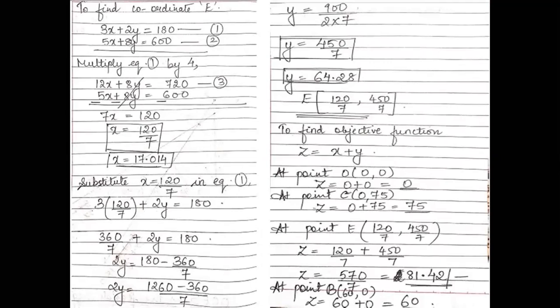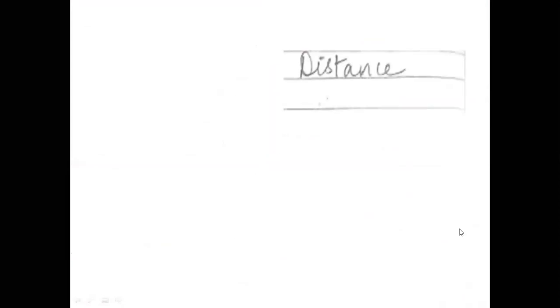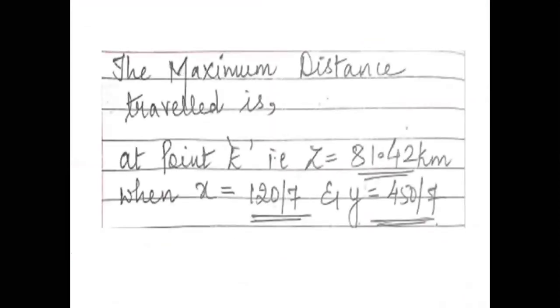After getting the coordinates, all the 4 points you have to substitute and put in the objective function Z is equal to x plus y. So at point O, at point C, at point E, and at point B. So you got all the 4 over here. As the sum was, what was the maximum distance Mr. John will be completing. So out of the 4, the maximum value we got at point E, that is 81.42 kilometers he'll be completing. So the final answer, you will write it like this.